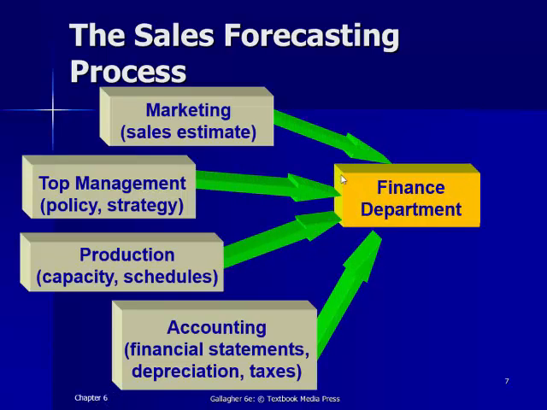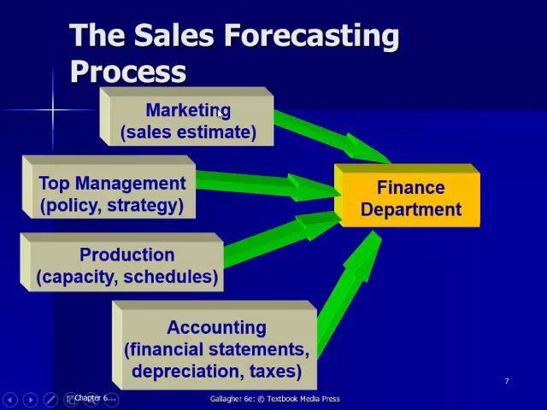So the key to the forecasting process is to try to predict what our income statement and our balance sheet are going to look like for the upcoming planning period. And so the first step in that is to forecast your sales. Sales is the very top line of the income statement, and the income statement is the very first of the major financial statements that we prepare.